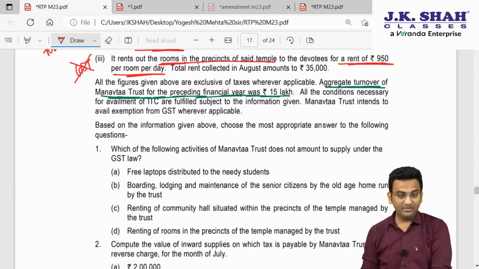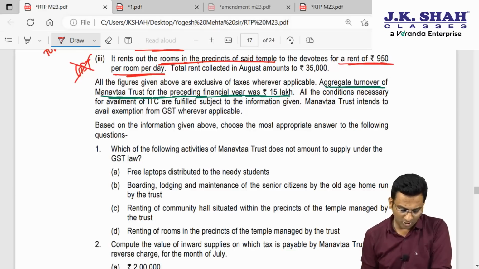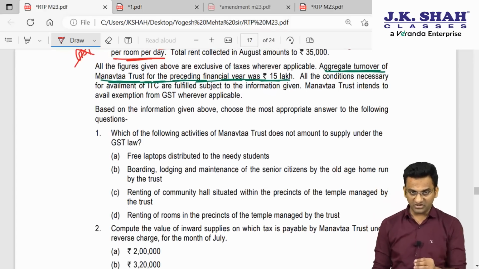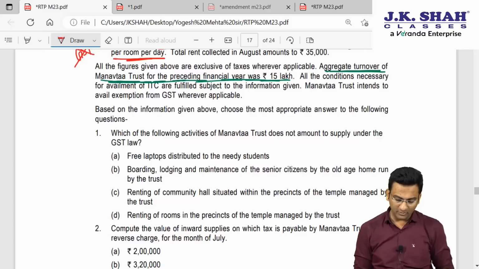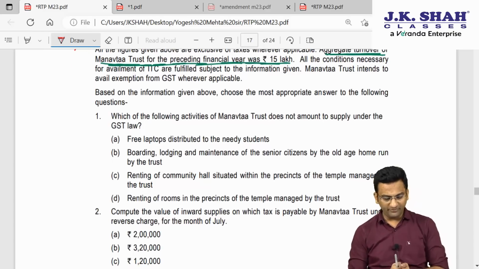Now all the figures given above are exclusive of taxes wherever applicable. Aggregate turnover, we have read this, in the preceding year does not exceed the statutory threshold limit. All the conditions for availment of ITC are fulfilled. Manavta Trust intends to avail the exemption from GST wherever applicable. Now, based on the above case study, you have to answer the following questions. Choose the most appropriate answer to the following questions.